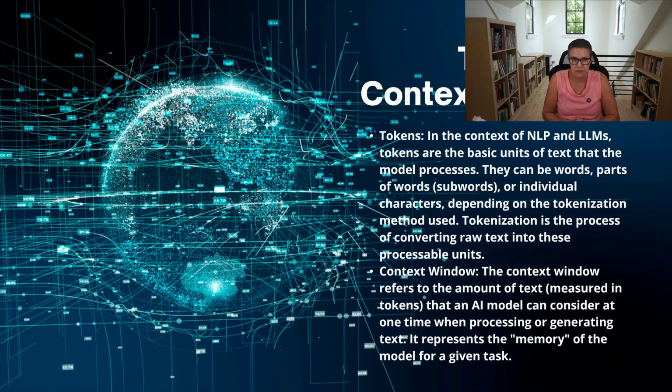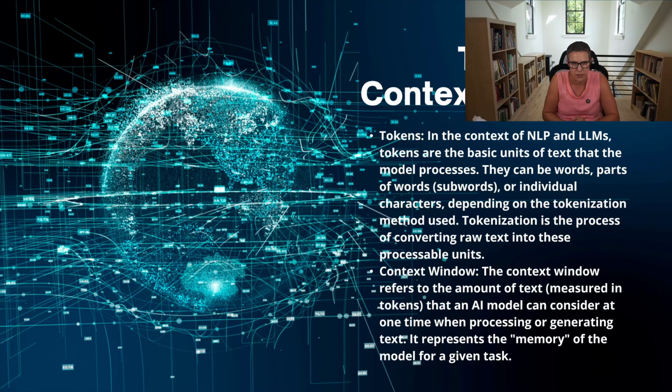Next, we're moving on to the very important concepts of tokens and context windows. In the context of natural language processing and large language models, tokens are the basic units of text that the model processes. They can be words, parts of words, subwords, or individual characters, depending on the tokenization method used. Tokenization is the process of converting raw text into these processable units.